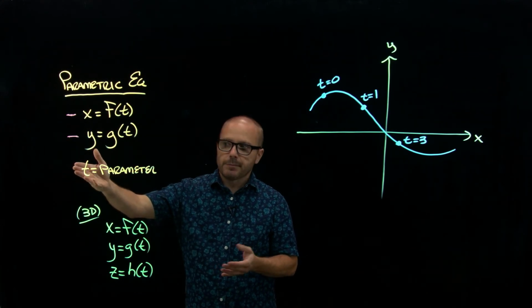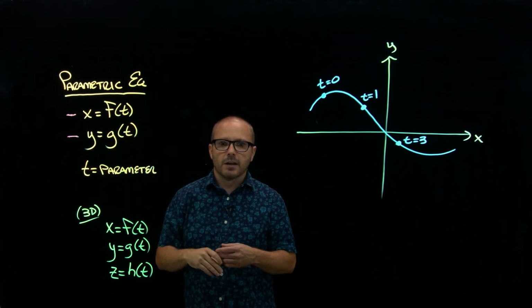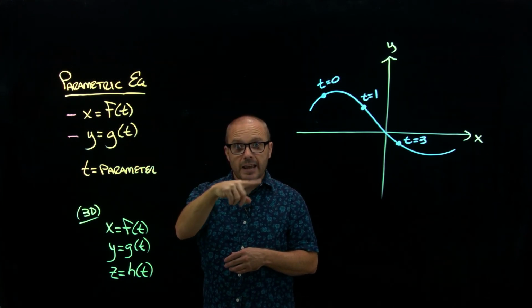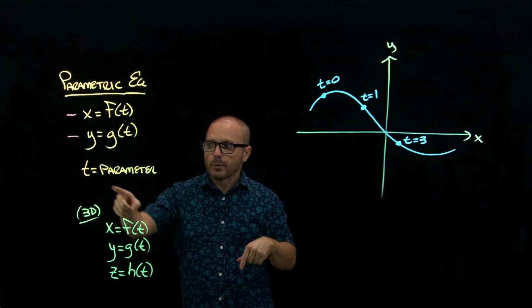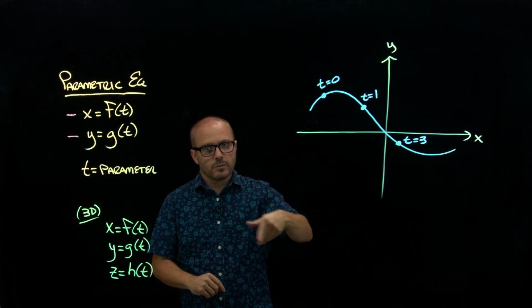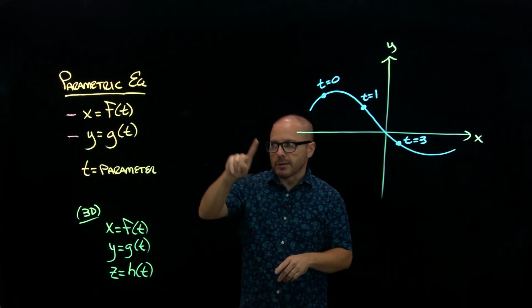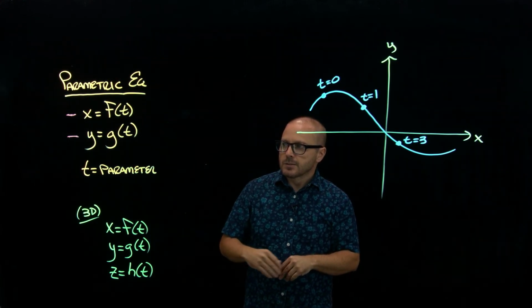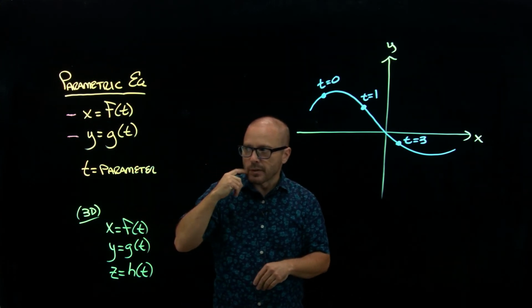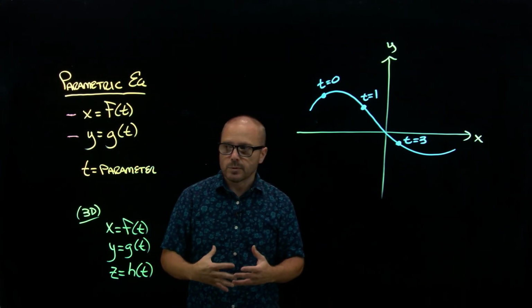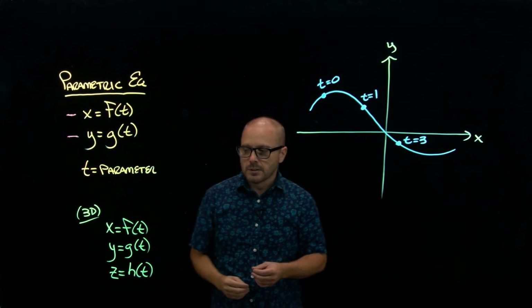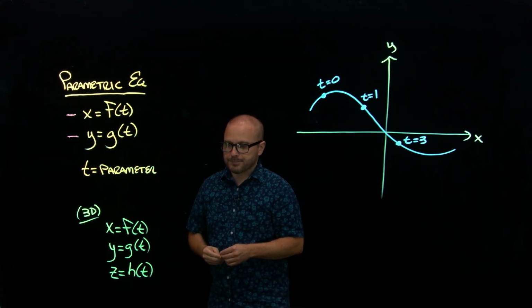So t for time, but parameters could be other things. Another common one is to use an angle. As things rotate around, the parameter might be theta, our unit circle theta, describing locations as you rotate around. So there could be other parameters, but the most common one is time, because we're most often interested in motion. So that's what we'll be looking at.